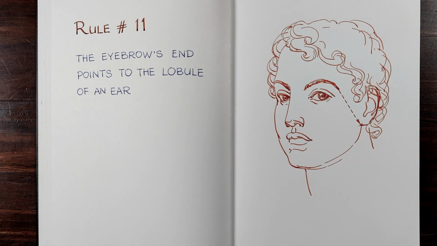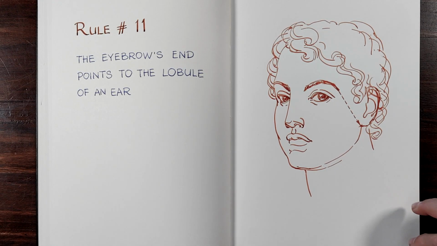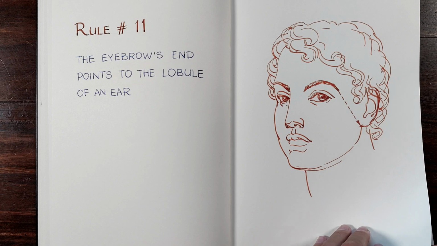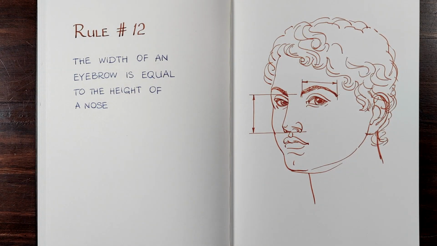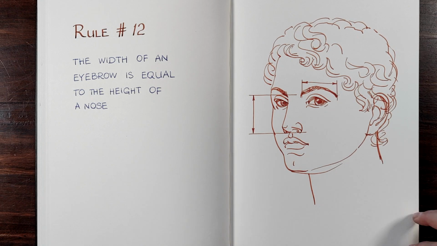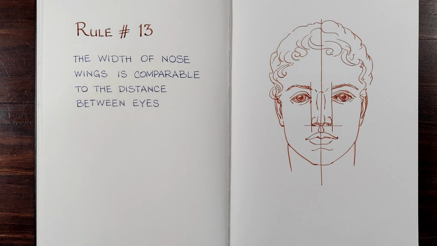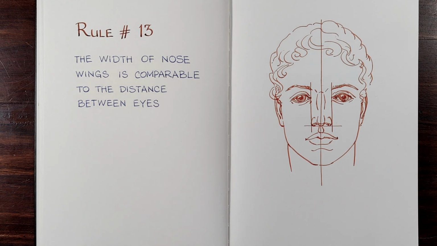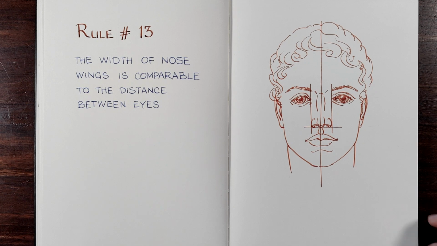Rule number 11. The eyebrow's end points to the lobule of an ear. Rule number 12. The width of an eyebrow is equal to the height of a nose. Rule number 13. The width of a nose wings is comparable to the distance between eyes.